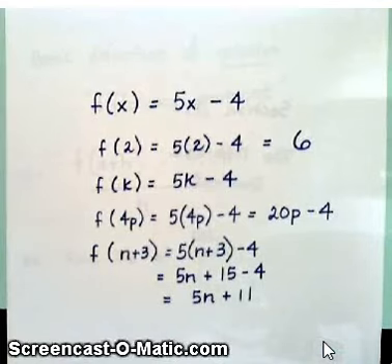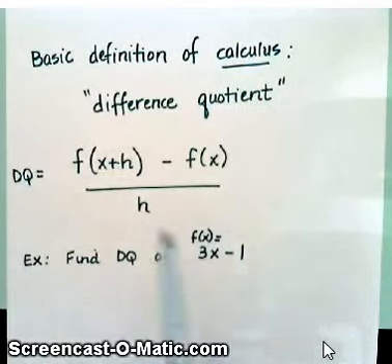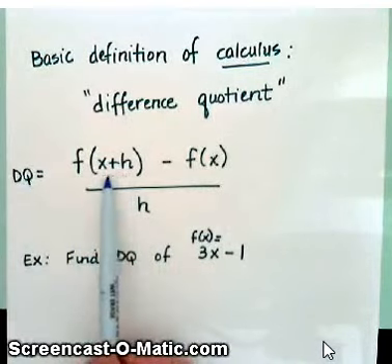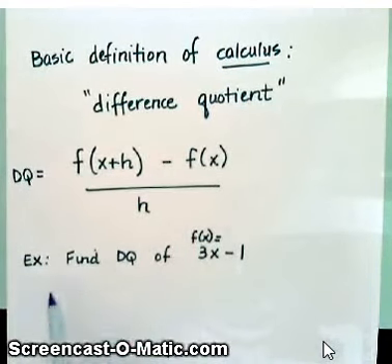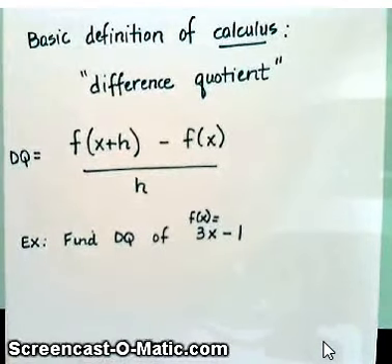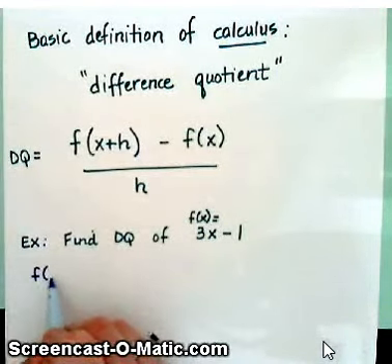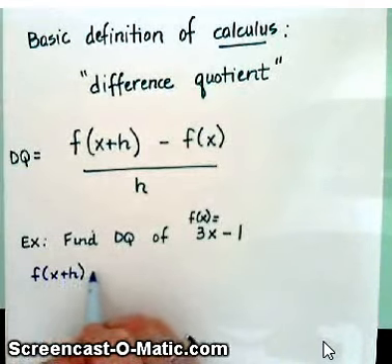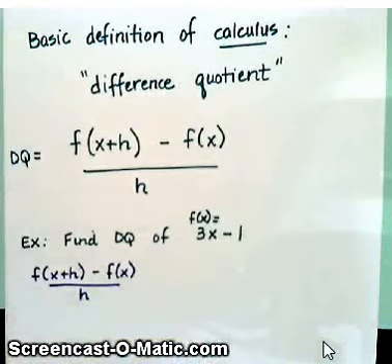Okay, now let's go back. I'm going to take this off. Let's go back to our idea of the difference quotient. The definition of a difference quotient is f of x plus h. So in other words, you're going to put x plus h into this particular function. Then you're going to subtract the function itself and divide by h. So here is our first example. We're going to find the difference quotient of the function f of x equals 3x minus 1. Alright, so here's our definition. f of x plus h, and this is the same for every difference quotient, minus f of x divided by h. Okay, that's our definition.